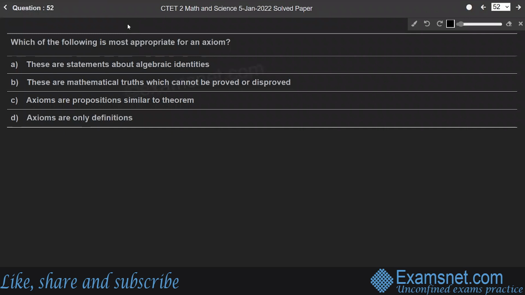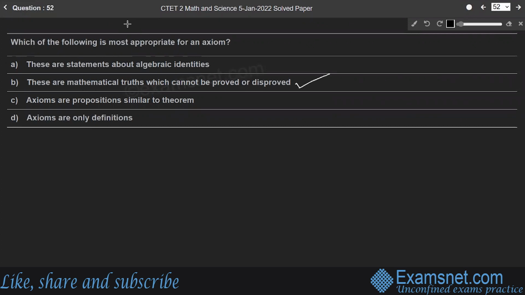Question number 52. Which of the following is most appropriate for an axiom? These are statements about algebraic identities. These are mathematical truths which cannot be proved or disproved. Axioms are propositions similar to theorem. Axioms are only definitions. Here the correct answer is these are mathematical truths which cannot be proved or disproved.